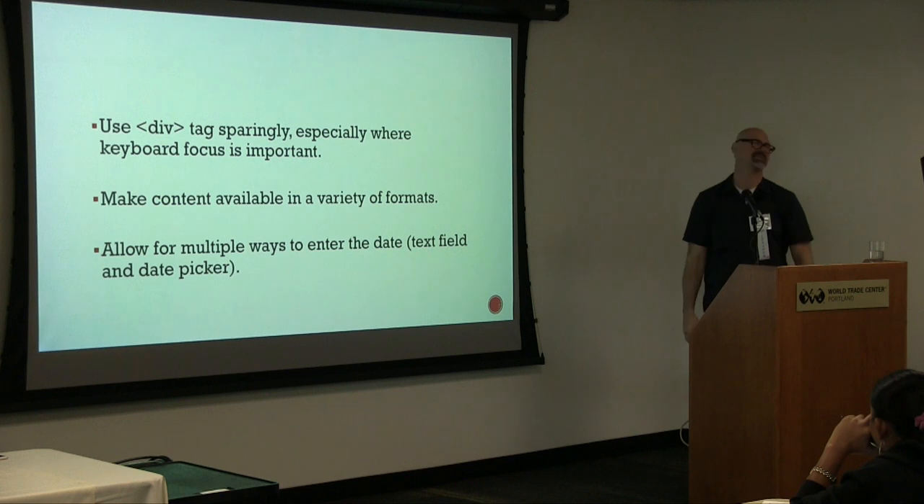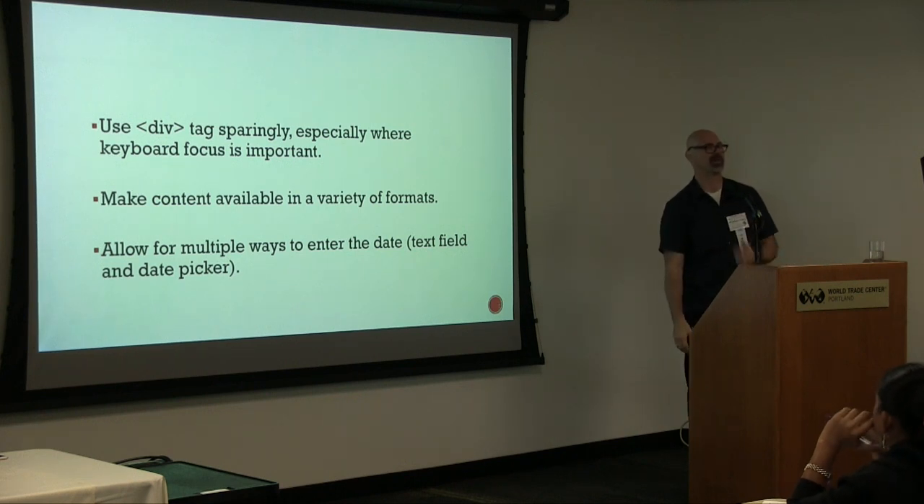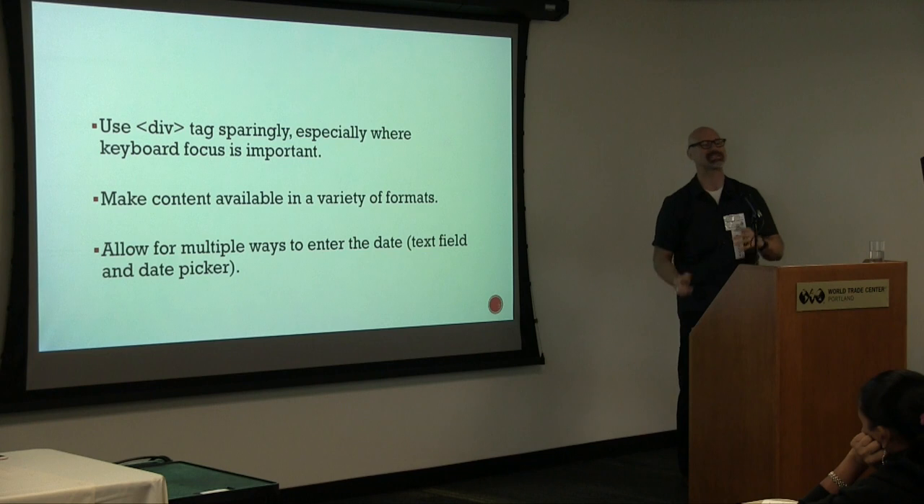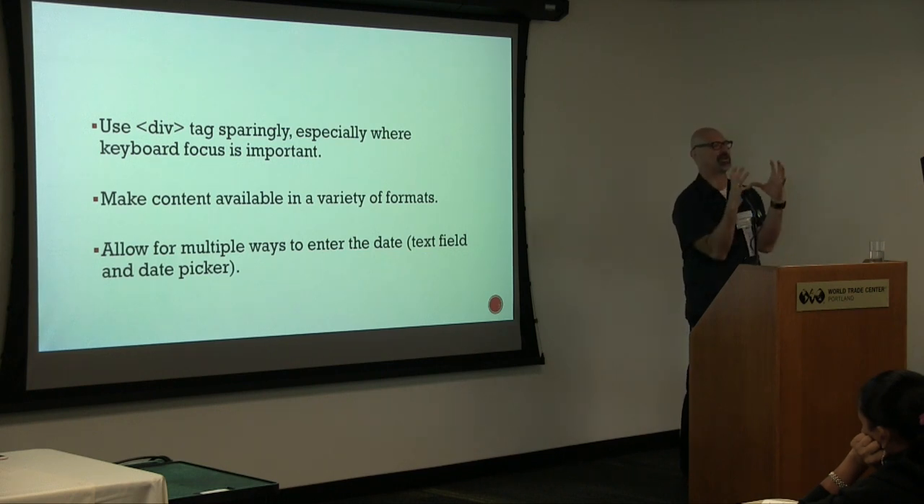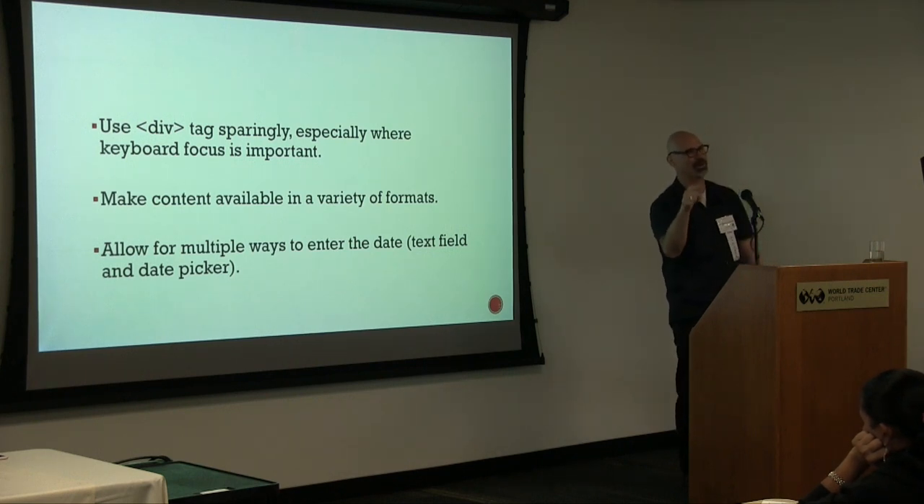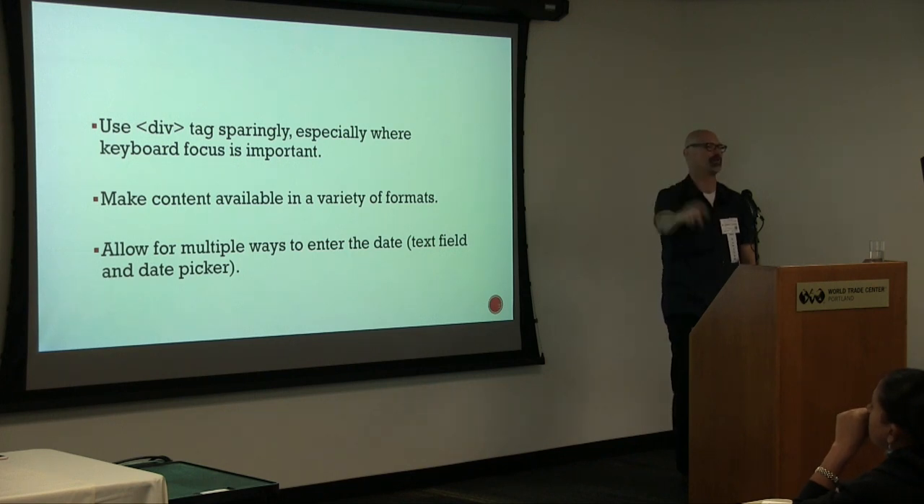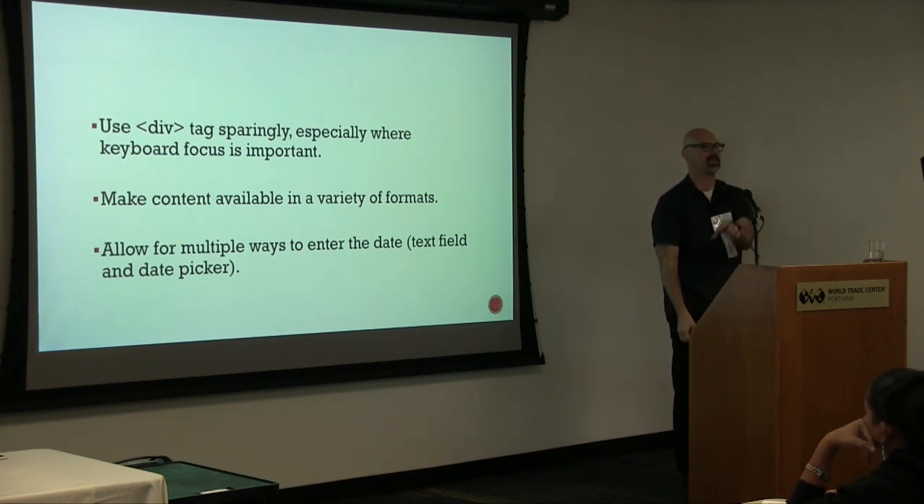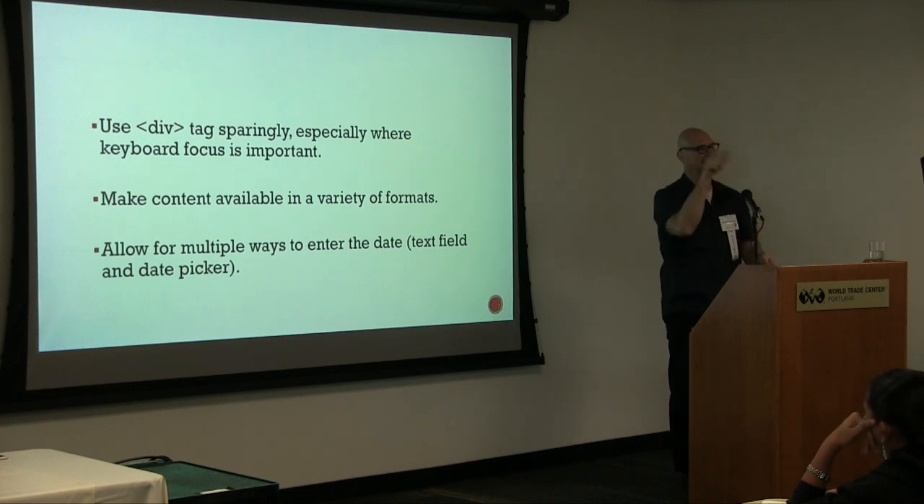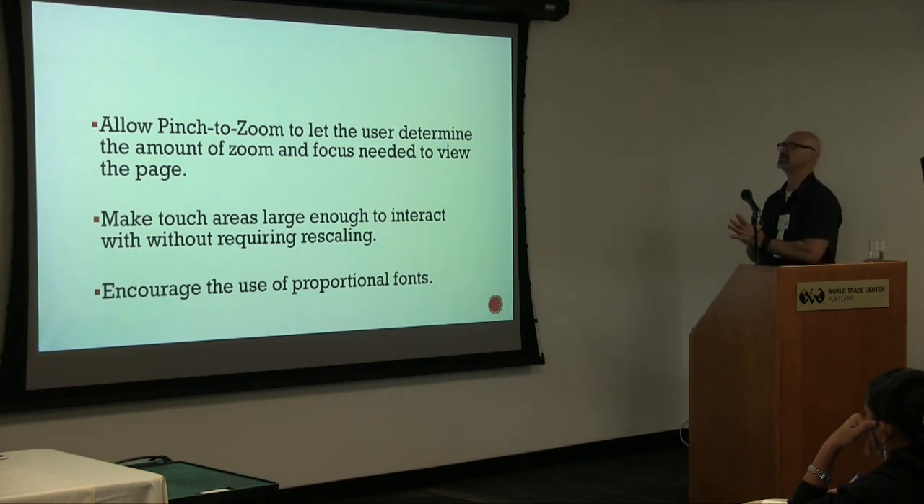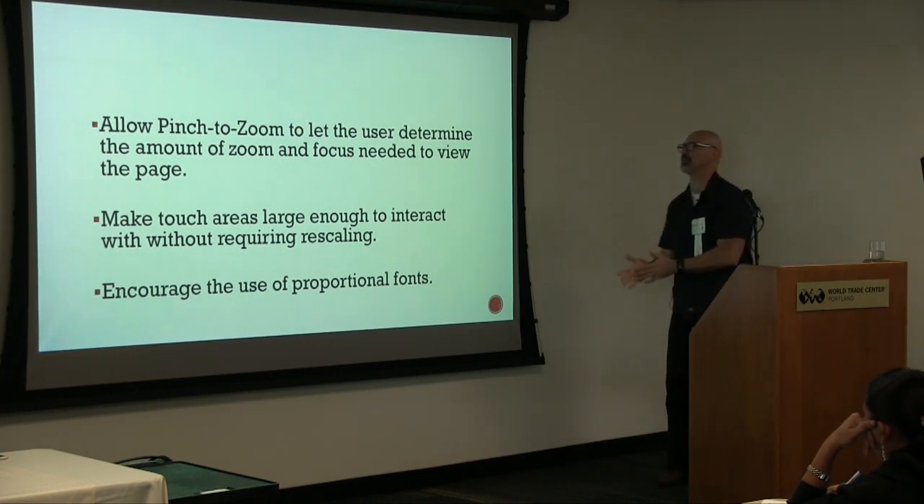Allow multiple ways to enter the date. This one's a real big pet peeve of mine. You ever get to something where it's like, hey, I need to schedule something, and you get this calendar module that you then have to bounce around, or you don't have an option to actually select the year. You have to tab all the way through 12 plus times to get to another year, and then 12 plus times again. If you're scheduling something 2 years out in advance, you're just hitting this button over and over again. Give them a text box. Month, date, year, done. If you want to play with the little buttons and clicking around, that's great, but give them more options. Allow pinch to zoom to let users determine how much zoom and focus they need.